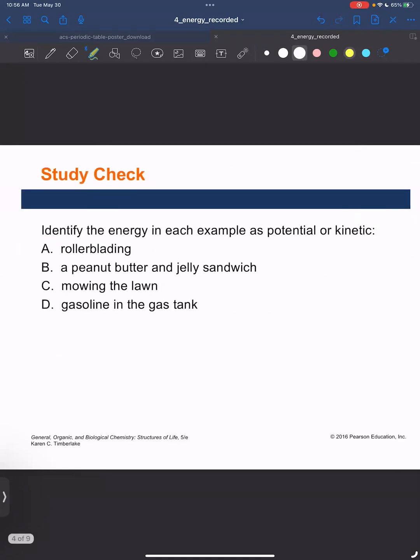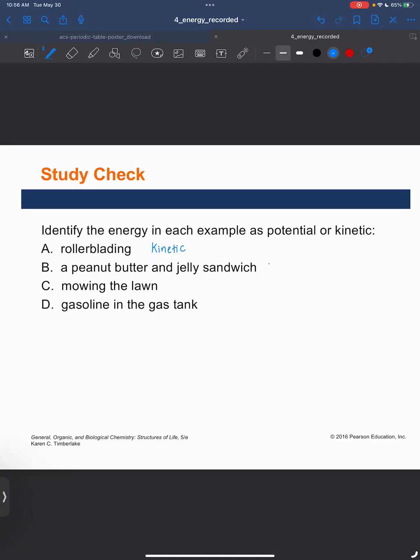So go ahead and pause the video, try this study check on your own, and then come back and check your work with me. So let's identify the energy in each example as potential or kinetic. Rollerblading. Good. Hopefully you said that is kinetic energy because you're moving. The energy of motion. What about a peanut butter and jelly sandwich?